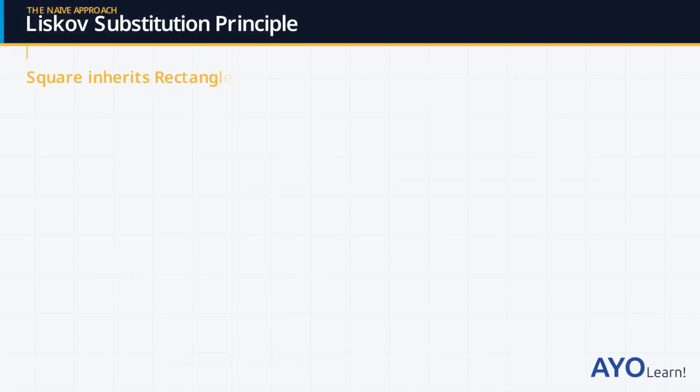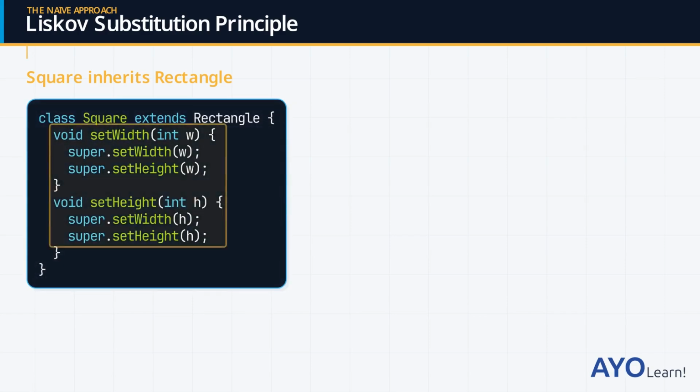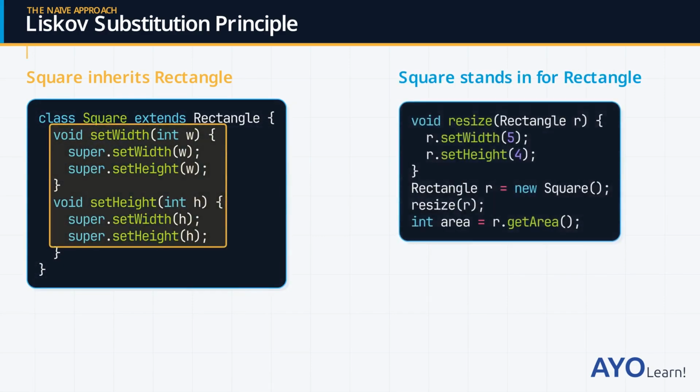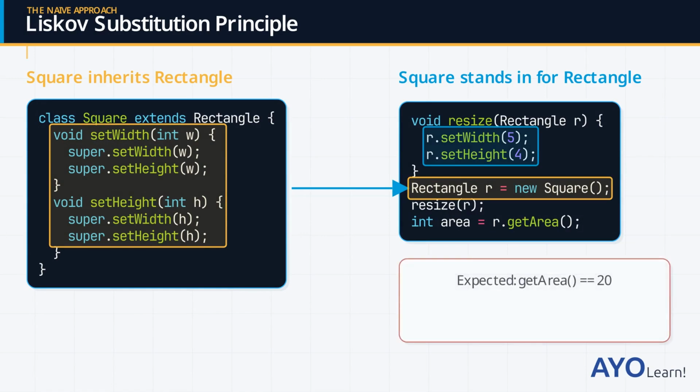Here a square inherits from rectangle, overriding setWidth and setHeight, so both sides stay equal. We pass it into the same resize method. But now getArea returns 16, not 20, and the assertion fails. A square cannot keep rectangle's promise, so this inheritance lies.